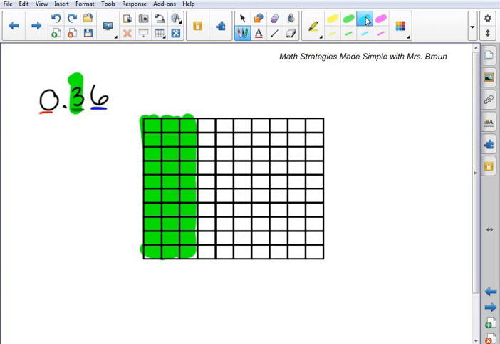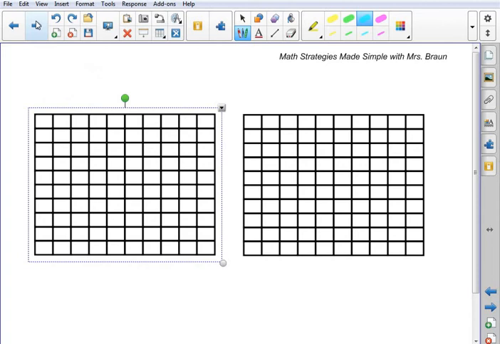And then I'm going to look at this 6, and that tells me to shade in 6 hundredths. So that's 6 individual boxes. So 1, 2, 3, 4, 5, 6. So here I have represented 36 hundredths. All right, let's take a look at another example.